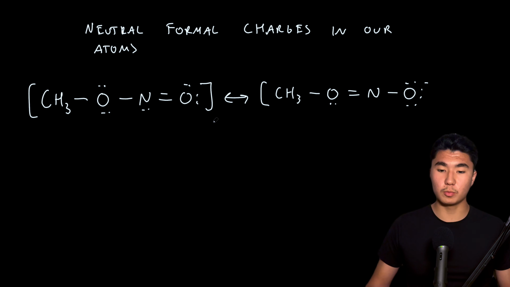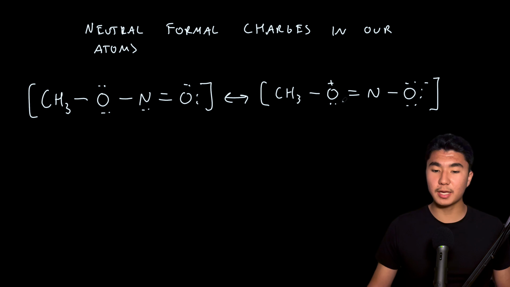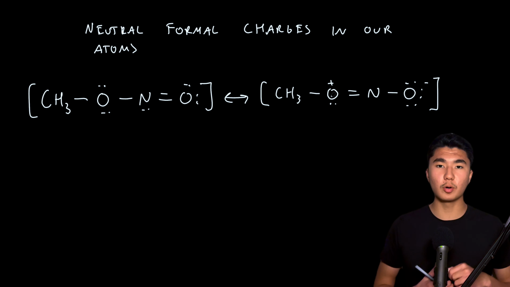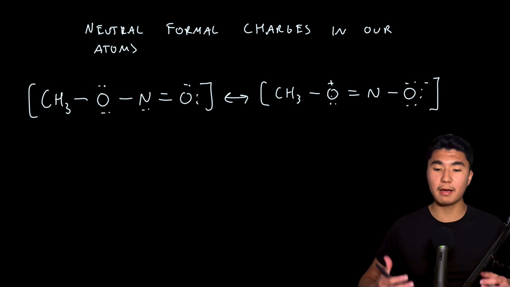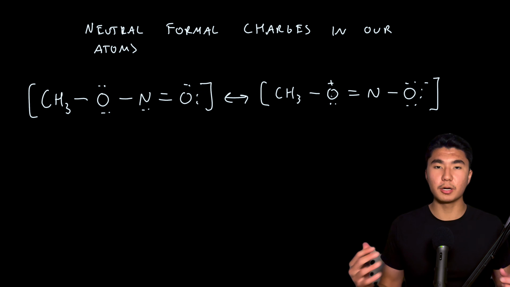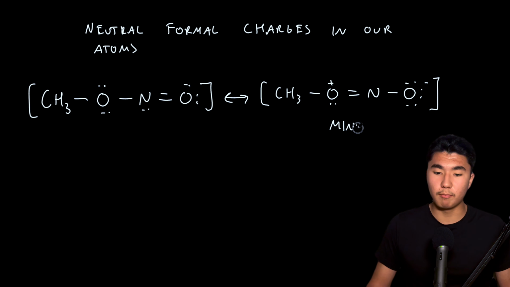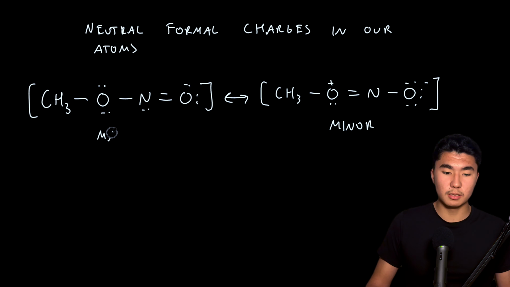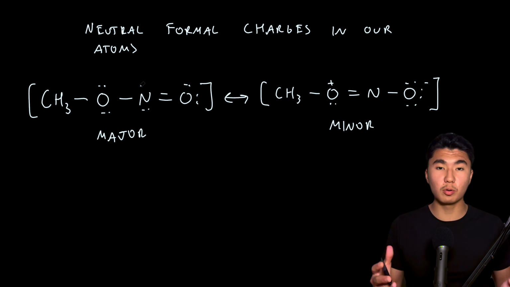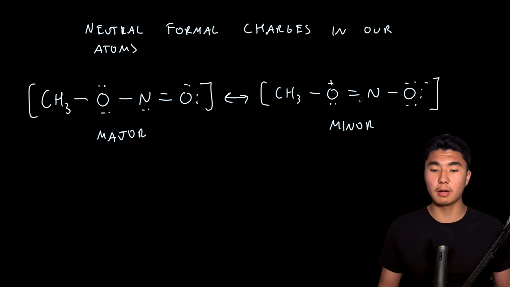But if we're looking at formal charge, we have a positive formal charge, and these still cancel out because we have an overall negative formal charge. We don't have any charge in our entire molecule, and this is still a resonance structure, but the reason why this one is minor and this one is major is because we have neutral formal charges in all of our atoms in this resonance structure over here compared to this one.